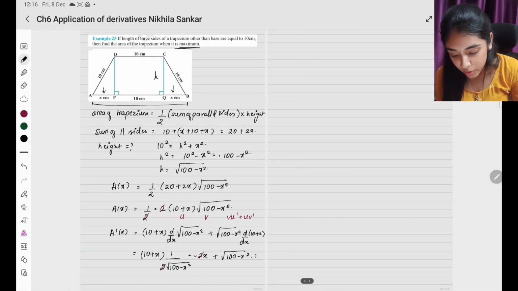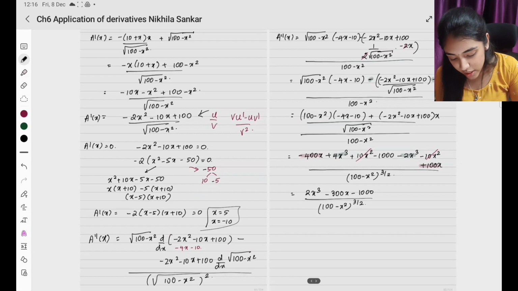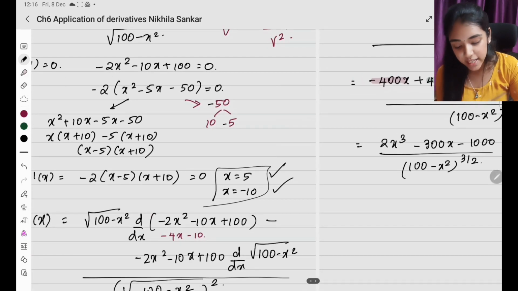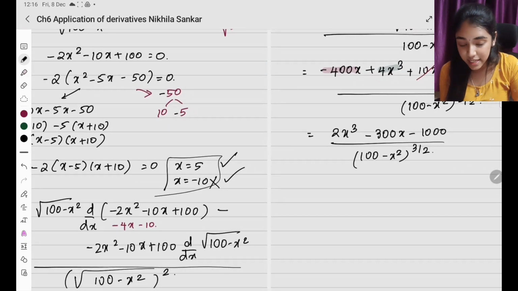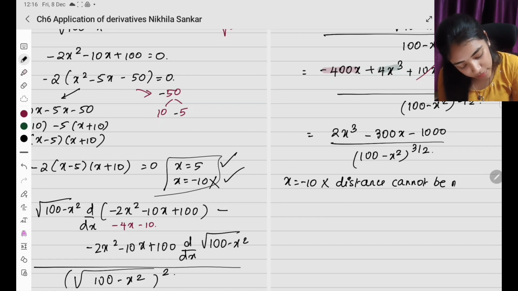What are we talking about here? We are talking about the side of the trapezium, so it cannot be negative. So here I got two critical points, x equals 5 and x equals minus 10. So omitting this value because the distance cannot be negative. So x equals minus 10, distance cannot be negative.